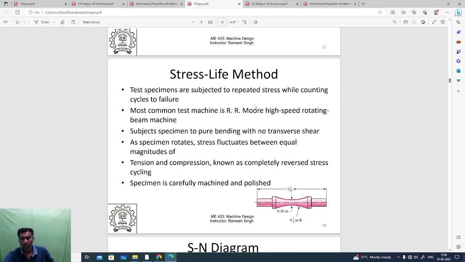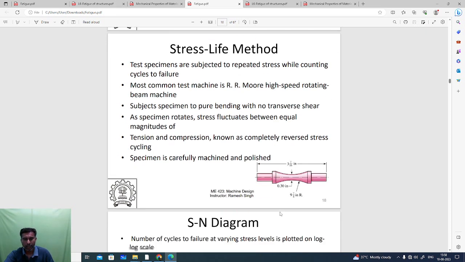Test specimens are subjected to repeated stresses while counting cycles to failure. The most common test machine is the high-speed rotating beam machine. Only the specimen can be measured here, not a component or pieces. The specimen is subjected to pure bending with no transverse shear. As the specimen rotates, stress fluctuates between equal magnitudes of tension and compression, known as a completely reversed cycle. The specimen is carefully machined and polished.